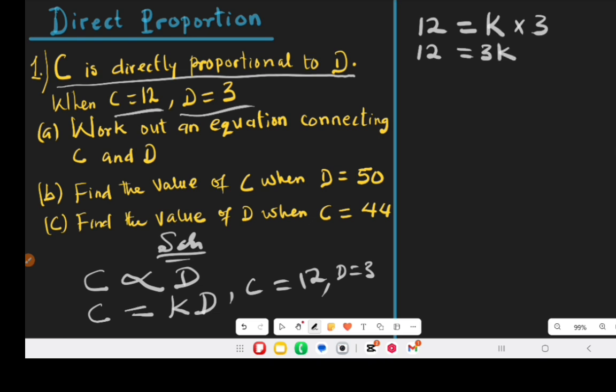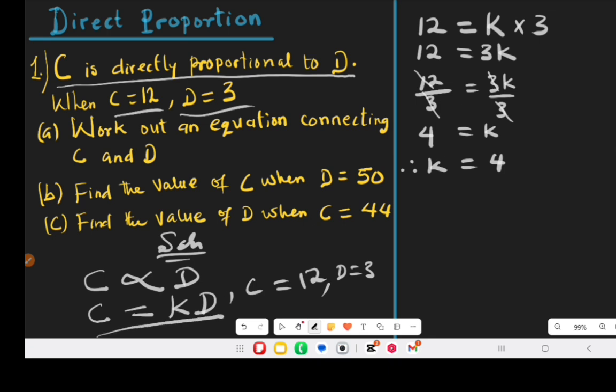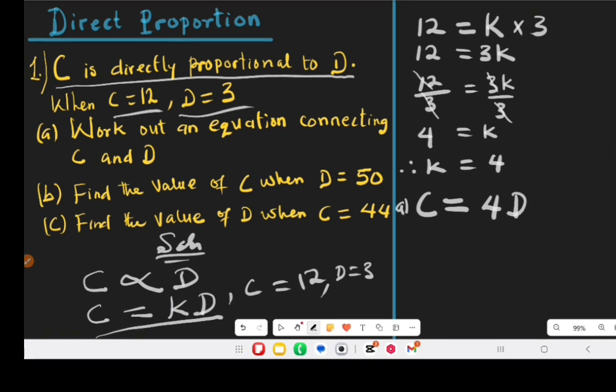Now to get the value of K, we divide both sides by the coefficient of K, which is 3. When we divide both sides by 3, we have 12 over 3 equals 3K all over 3. 3 into 12 gives us 4, and 3 cancels 3 giving us K. Therefore, K is equal to 4. Now the equation connecting C and D: we copy the first one and replace K by 4. That is C equals 4D. This is part A of this question. We call this equation 1.